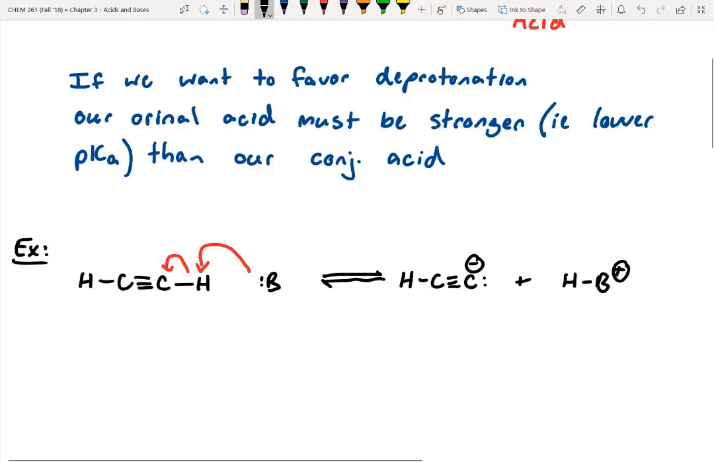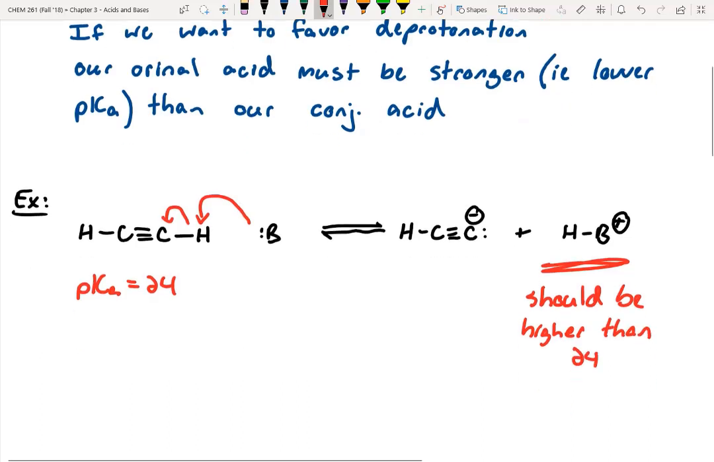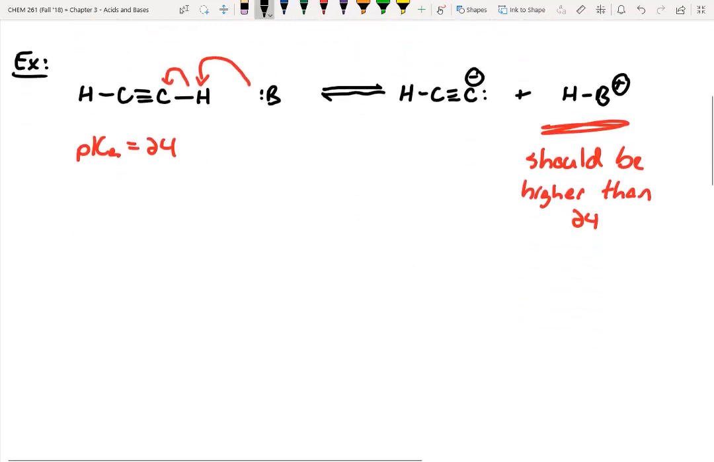All right, so first thing I would always do is look up the pKa of my acid of interest, or find something that's approximately close to it. So in my pKa table, I'd say, all right, the pKa value I find for this is about 24. What does that tell you about our conjugate base? Should the pKa be higher or lower than 24? Higher than 24. So it should be higher than 24 if we want the deprotonation to be favored, right? Okay, so let's find an example of this.